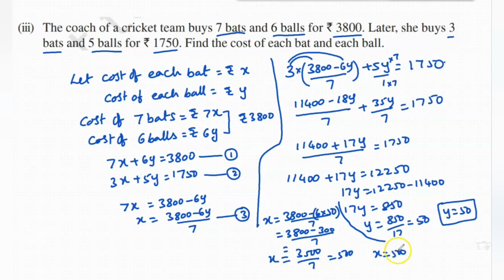So we got the x value and y value. What are the values? Cost of the ball is 50 rupees. Lastly, cost of the ball is 50 rupees, cost of the bat is 500 rupees.